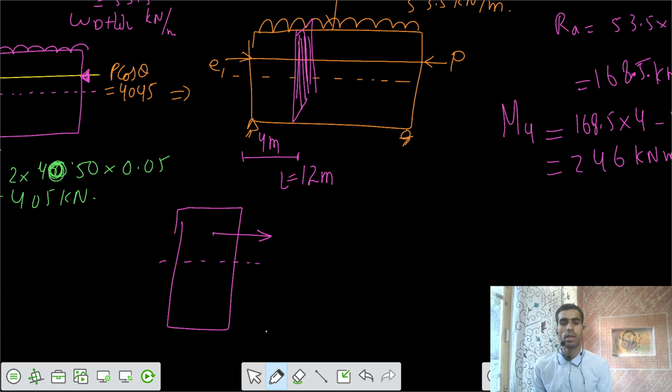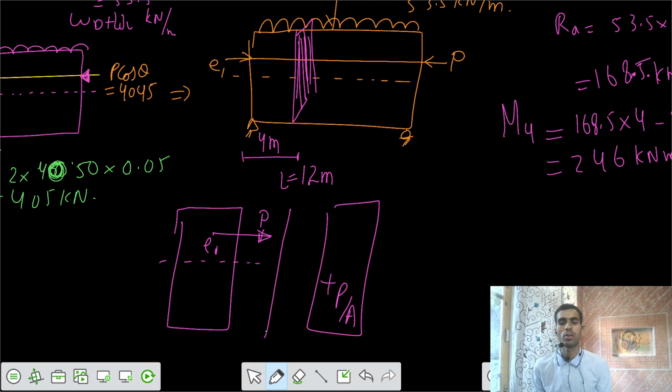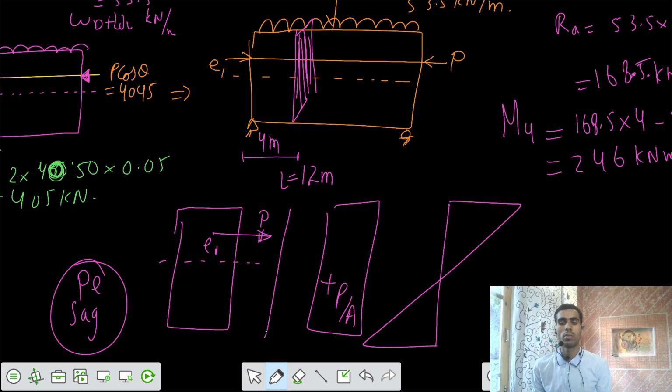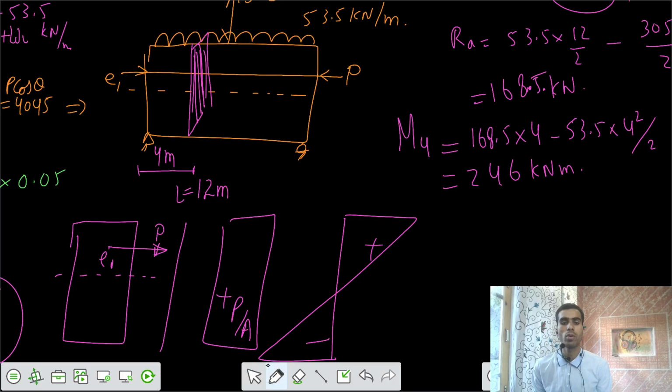P is acting somewhere here, at some eccentricity of E1, such that the stresses would be plus P by A, compressive, direct compressive stress. Second, this PE would cause a sagging moment, so top compressive, bottom tensile. And this should not be P, this should be P cos theta. Let's write that this is P cos theta.